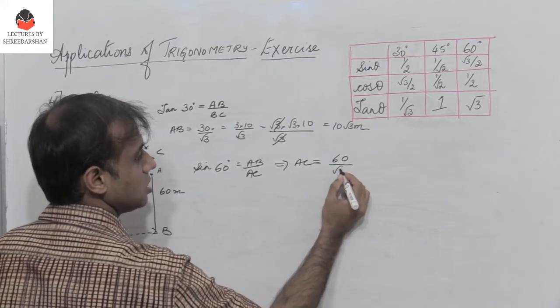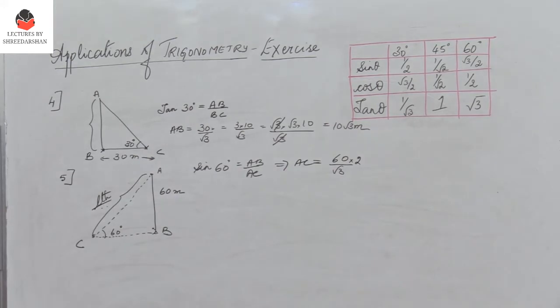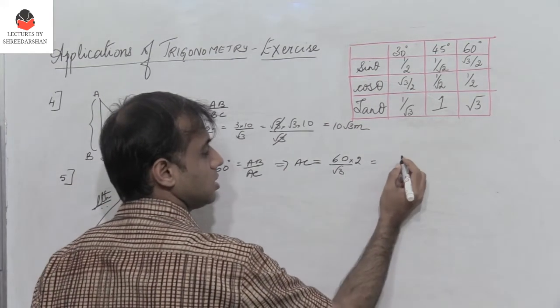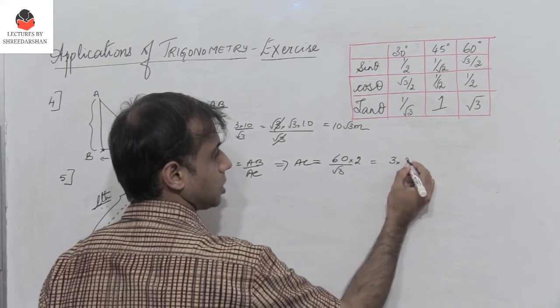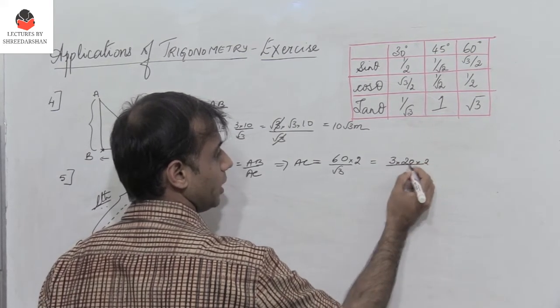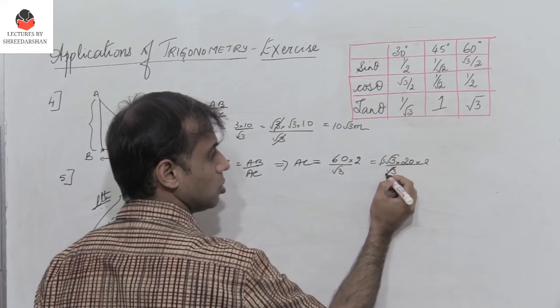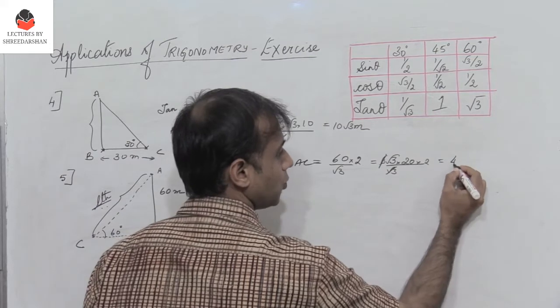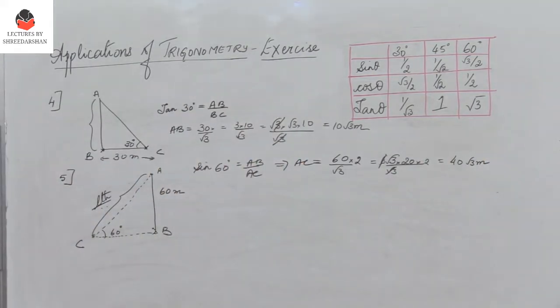Sine 60 is root 3 by 2, so 2 goes on top. Again we can write 60 as 3 into 20 into 2 divided by root 3. So 3 can be written as root 3 into root 3, so one of them I cancel. So this is 40 root 3 meters. This is the length of the string, which is 40 root 3 meters. So moving on with the next problem.